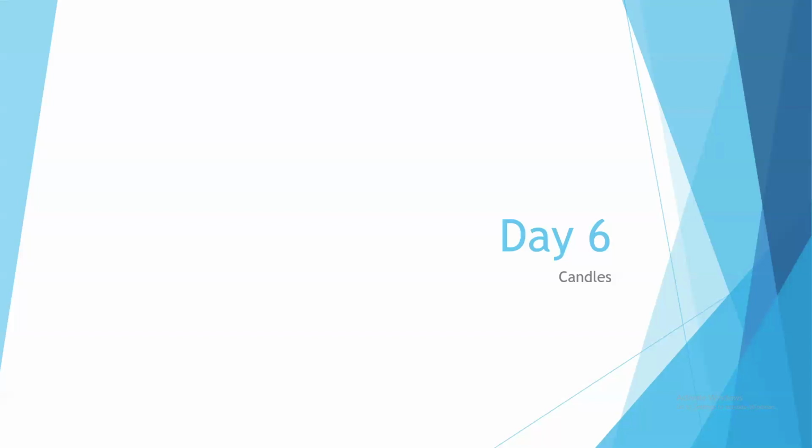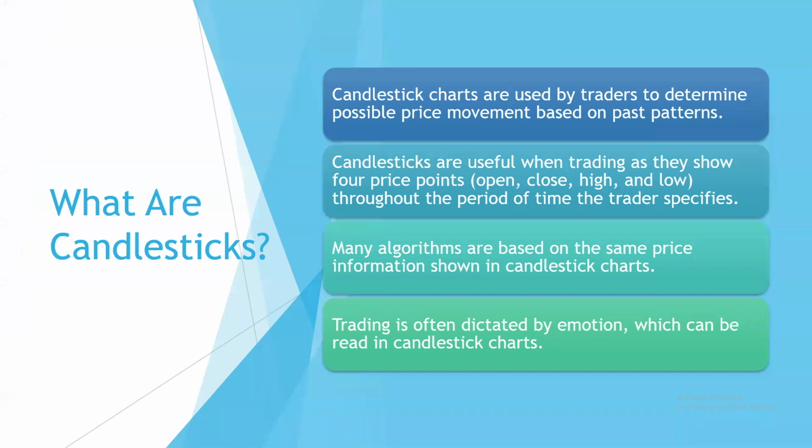So today we are moving over to candles and candlesticks. Now, candlesticks, guys, what are they? How can they help us? So we're diving right into it. What are candlesticks? Candlestick charts are used by traders to determine possible price movement based on past patterns. Candlesticks are useful when trading as they show 4 price points: the open, the close, the high, and the low throughout the period of time the trader specifies.